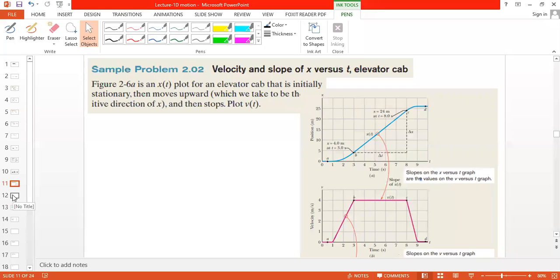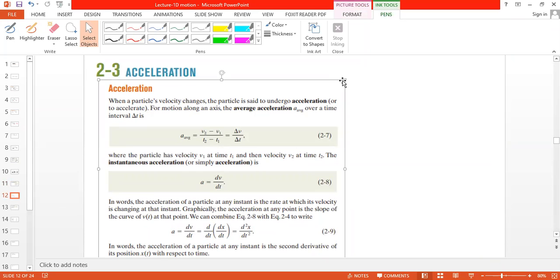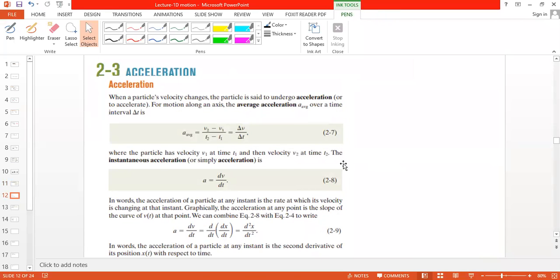And the change in velocity, or the rate of change in velocity with time, is called acceleration. There exist two different kinds of acceleration. One is average acceleration, and the other one is instantaneous acceleration. The average acceleration is defined as the change in velocity over the change in time, or v2 minus v1 over t2 minus t1.